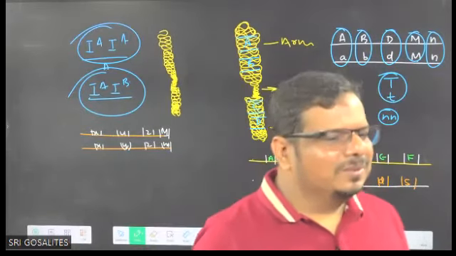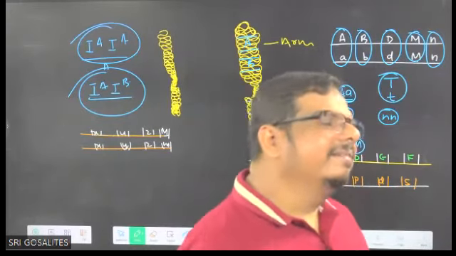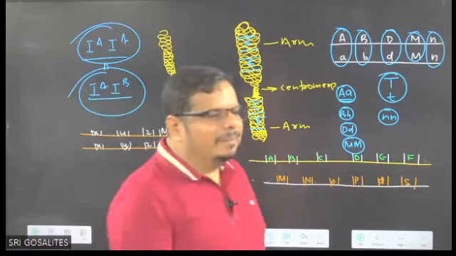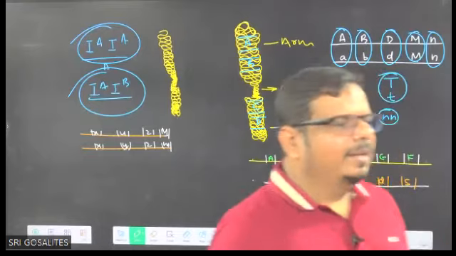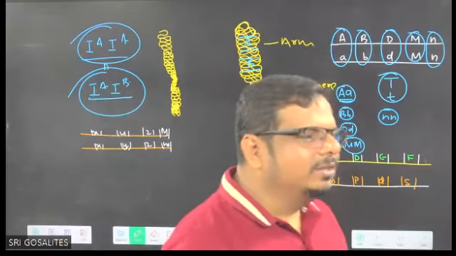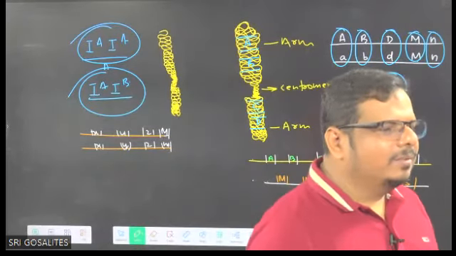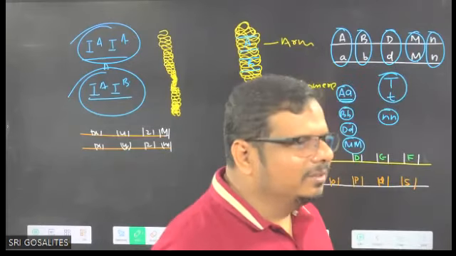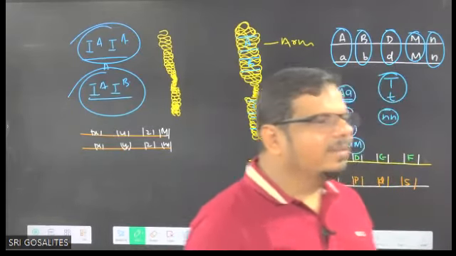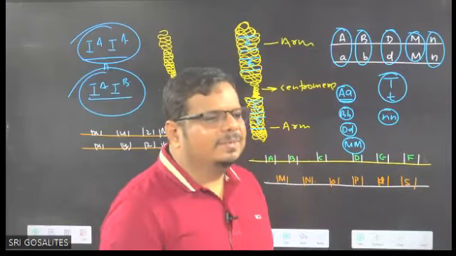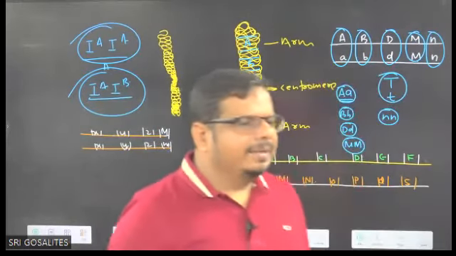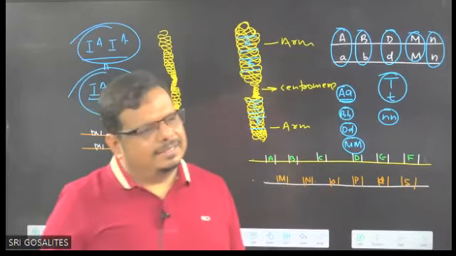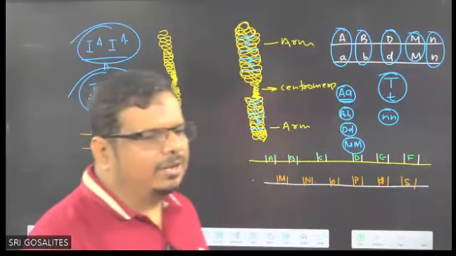Sir, how do we conclude A positive, A negative? I will teach later. Positive or negative is based on the RH factor. That is a different thing. If you have the RH factor, you will be RH positive. If you don't have the RH factor, you will be called RH negative. That is based on the Rhesus factor. So in blood typing, we check ABO typing and RH typing. That is a separate lecture we will talk about.